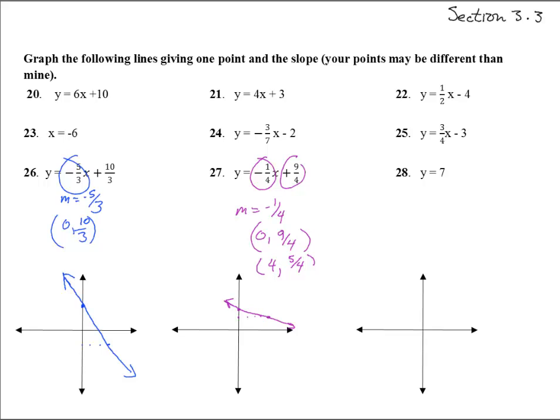Number 28. Y equals 7. Oh, look at that. We're up here where y is 7, and x can do anything it wants. So slope, this is a horizontal line, is 0. There's one of the points. It could have been 5, 7, or whatever. But we could also write this as y equals 0x plus 7 if we wanted to. And look at that. The slope is right there, 0. There is no x, so it's like having a 0 in front of it. Good.